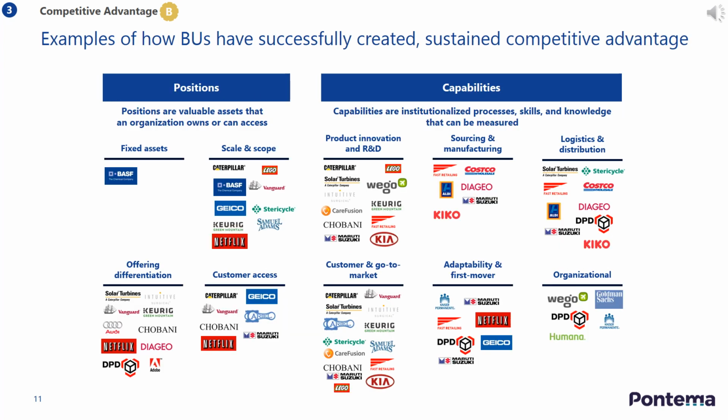Here are some examples of how business units have created a sustainable competitive advantage. Netflix entered the online movie rental market when the market was very young, securing a first-mover advantage. Home delivery experts, DPD, pioneered one-hour delivery slots for end customers. And Keurig developed a new product, filtered coffee that could be made from a capsule.